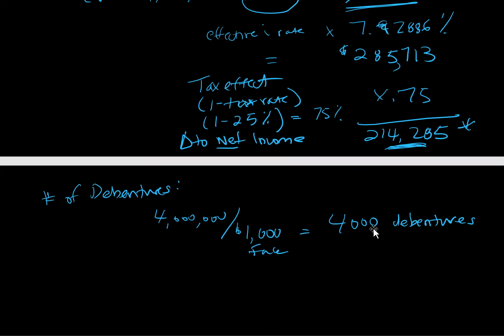So that means for every debenture, you can get 18 common shares. So if we take 4,000 times 18, which is the conversion ratio of 18:1. So you have one debenture, you get 18 common shares. That means we're going to be adding 72,000 common shares.